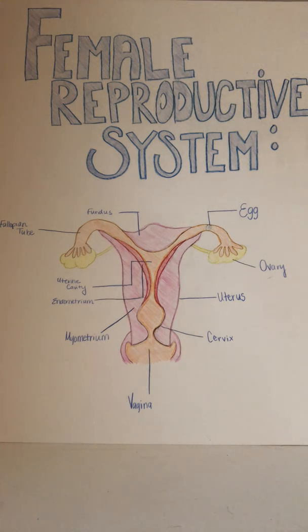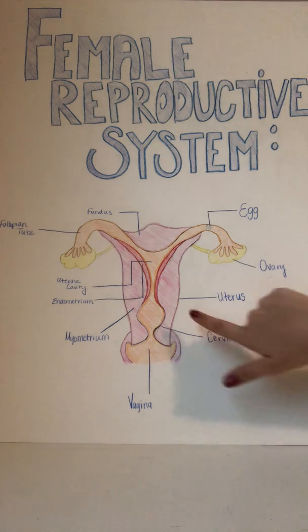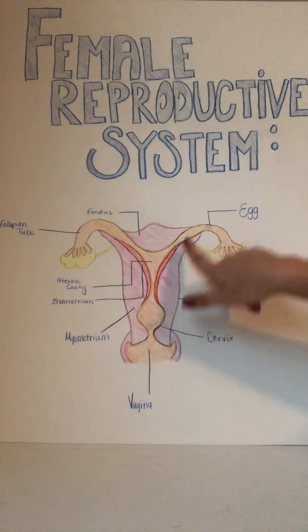Hello, my name is Brianna Newton, and today I'm going to be presenting the female reproductive system. In particular, the organ that I chose to become an expert on for this presentation was the uterus. As you can see, it is drawn out in my picture of the female reproductive system. In particular, the uterus is this pink section.